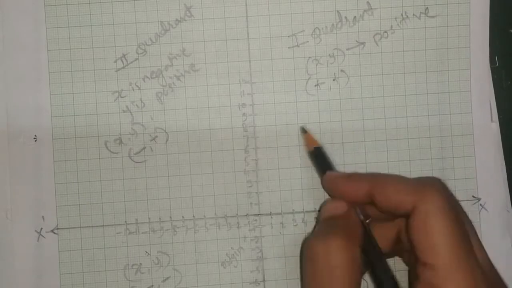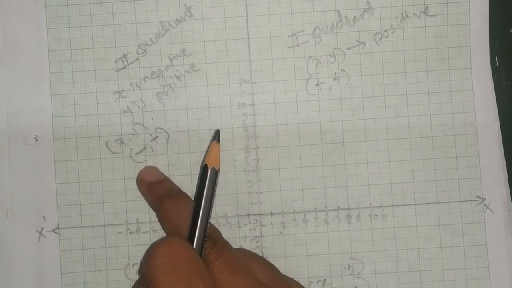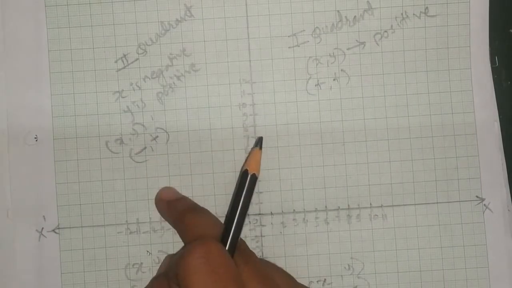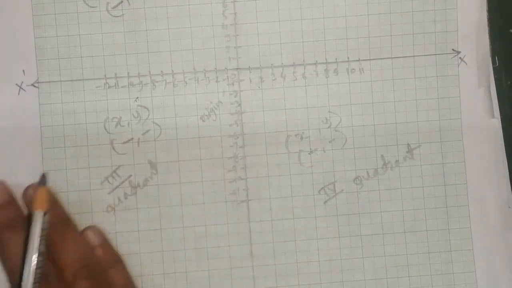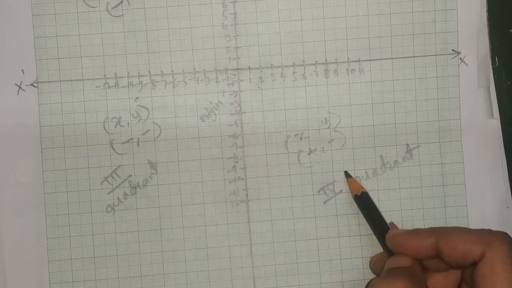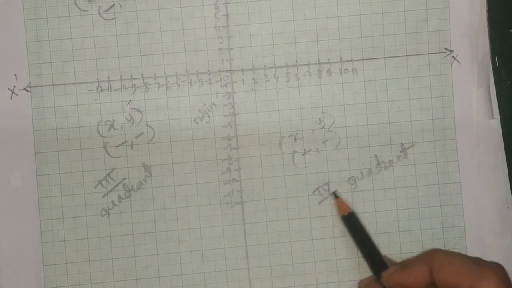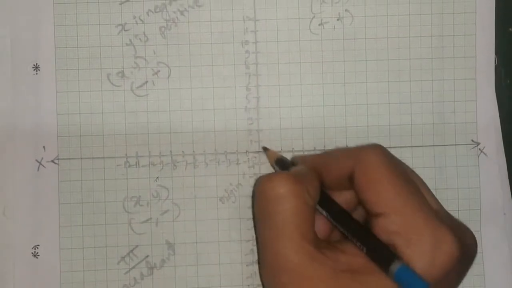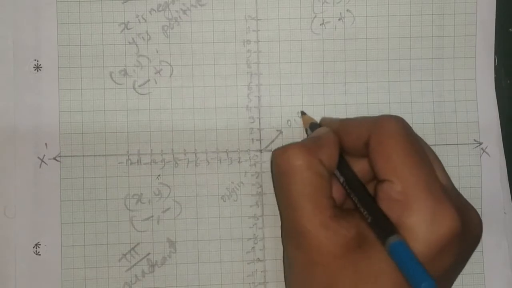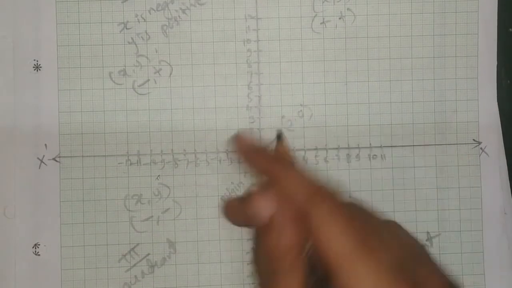So in the first quadrant, x positive and y positive, any points with both positive will be plotted here. If x is negative and y is positive, such points will be located here. If both are negative, we'll plot those points in this quadrant. If x is positive and y is negative, we'll plot them here. And friends, the origin has the coordinates 0, 0.